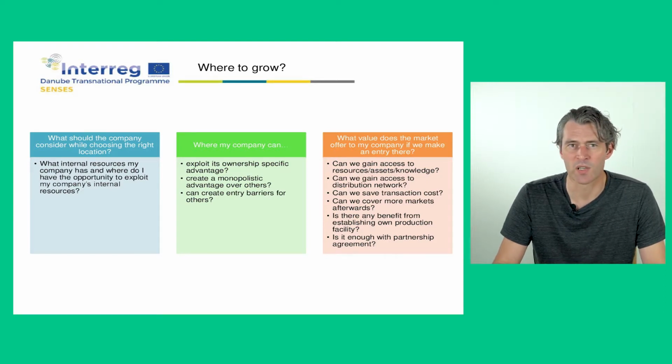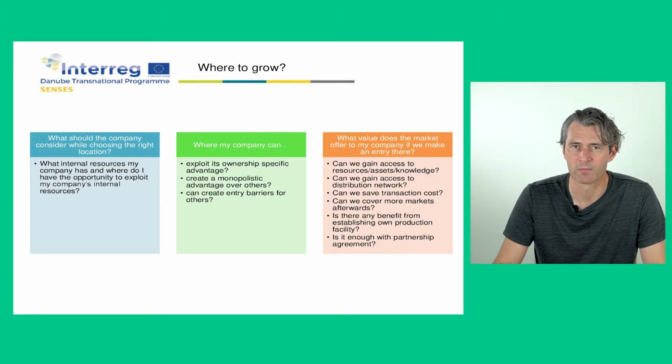The second question is, where can the company exploit its specific ownership advantage, whether it can create a monopolistic advantage over others, or can create entry barriers for others. The third question is, what value does a market offer to the company if it makes an entry there?